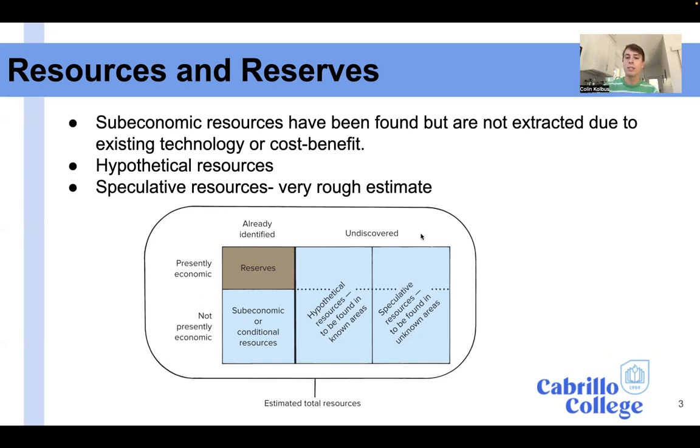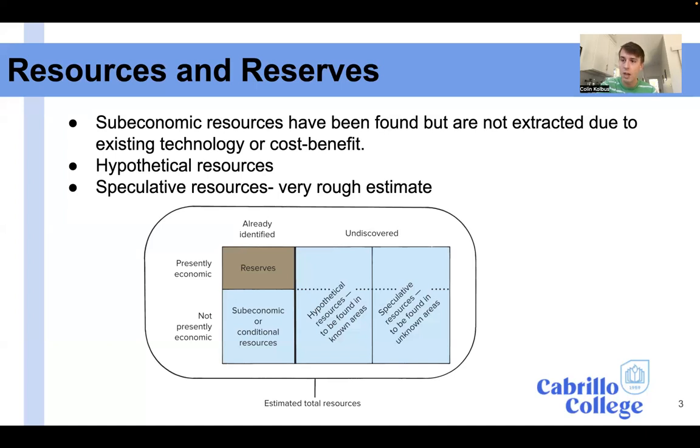Then we have our undiscovered resources, which are composed of hypothetical resources and speculative resources. A hypothetical resource is a resource that is to be found in known areas. So it is resources that we can speculate exist based off of our understanding of sedimentary rock banding or different sorts of indirect measurements. We don't have direct proof that that resource exists, but we have some good idea that it's there in areas that we're currently working on and currently mining in the present day.